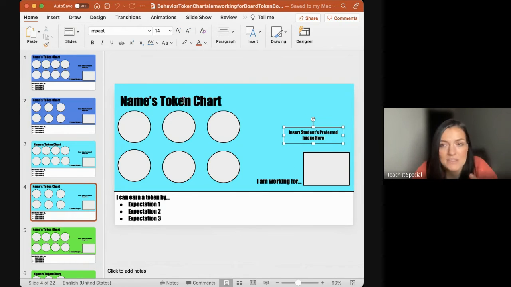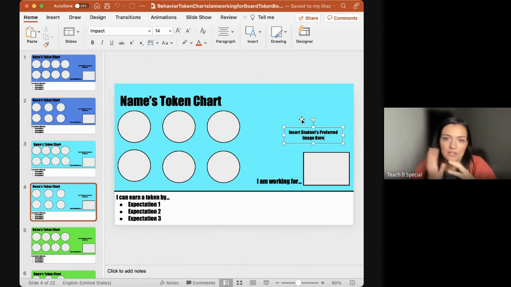Then the student's name is on it. They have this picture on it. They already have buy-in because they picked the color, they picked the picture. It's their chart. They're so excited about it. Then I also let students pick out what tokens they want on their token chart. So like all of this buy-in, all of this created for the student, they're already excited about it.